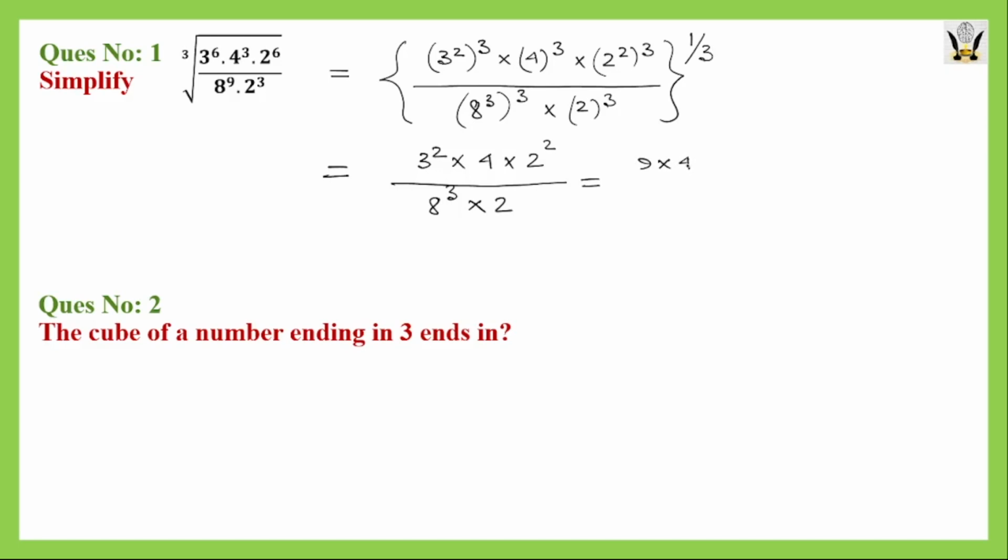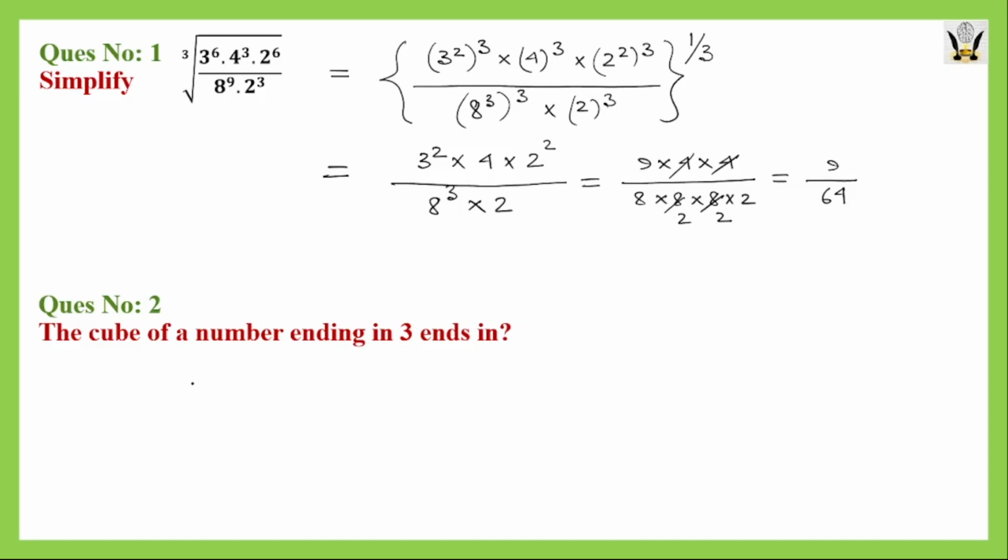Here we will have 4. Then again here we will have 4. And then here we will have 8 cube, means 8 multiplied by 8 multiplied by 8, and then we will have 2. So further we can write 9 divided by, here we will have 2 2s are 4, 4 2s are 8, and 8 8s are 64. So this will be our final answer.